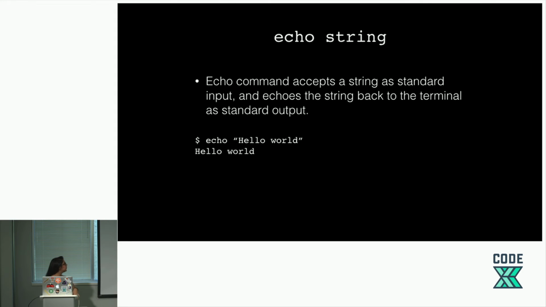Now we're going to learn echo. Echo is a command that accepts a string as the standard input and then echoes the string back out in the terminal as a standard output. So if you type echo and then a string, which is represented with words or characters within quotes, like echo "hello world", it will output in the terminal hello world. So echo literally just echoes what you give it. If you give it a variable, it will echo what the variable is. So that's how that can be useful.